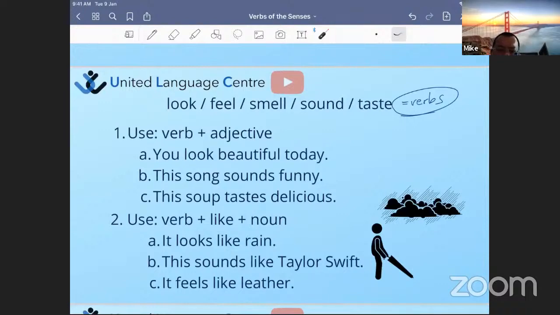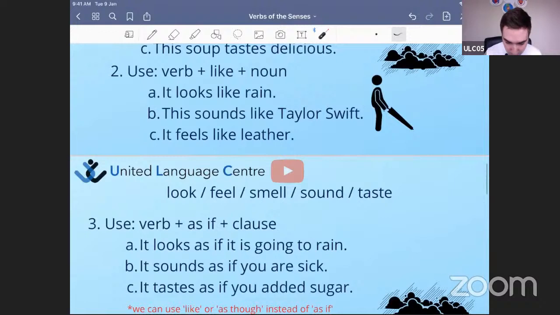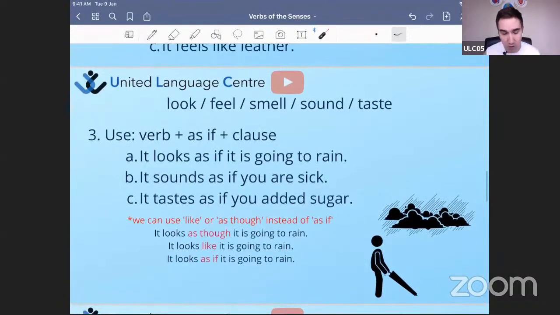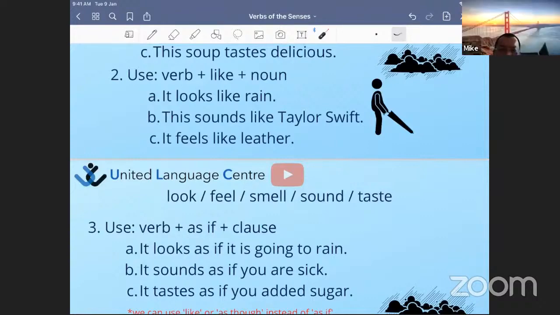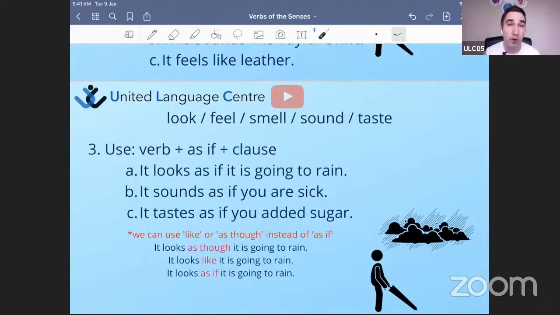All right. And then we can use a verb plus as if plus a clause. Clause just means sentence, okay? Subject, verb, object. So we can take a look at this same thing, right? It looks as if it's going to rain. So same meaning, right? It looks like rain. It looks as if it's going to rain. Same meaning. Okay. Right?